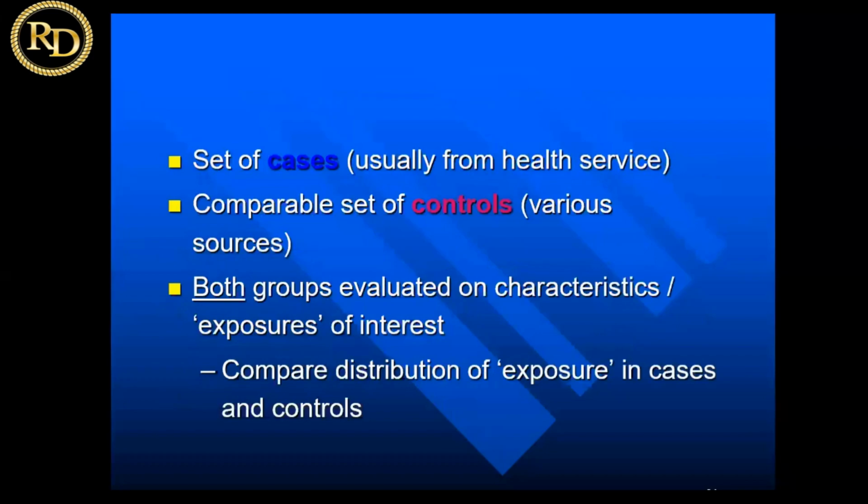We take sets of cases, usually from health services, and comparable sets of controls from different sources. Both groups are evaluated on characteristics or the exposures of interest. We compare the distribution of exposures in cases and controls. Distribution of the disease coming up in a particular area, the frequency of disease, and what the risk factors are. So you are comparing the distribution of exposure in cases and controls.